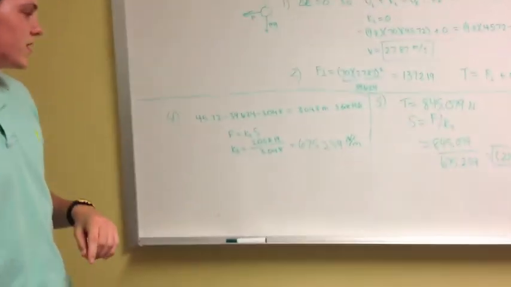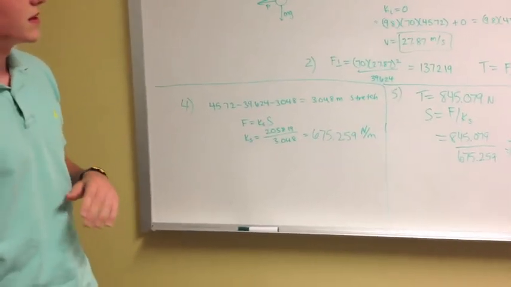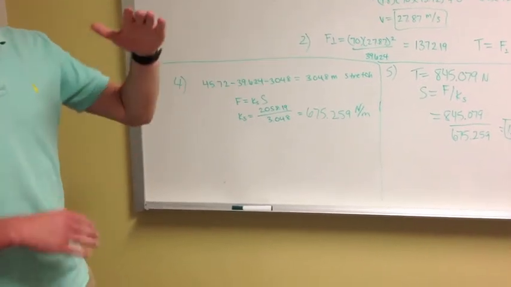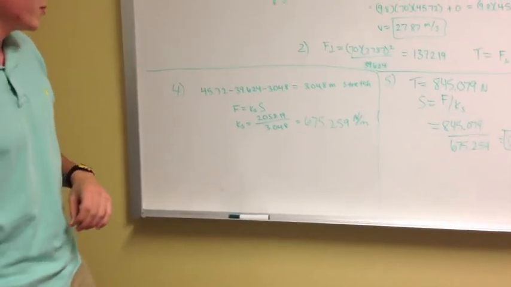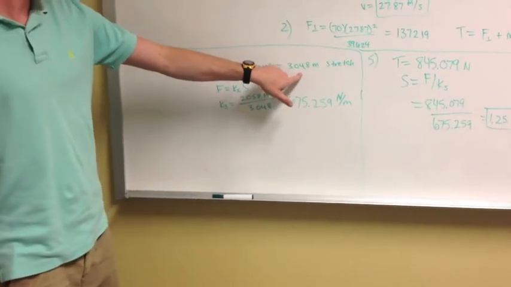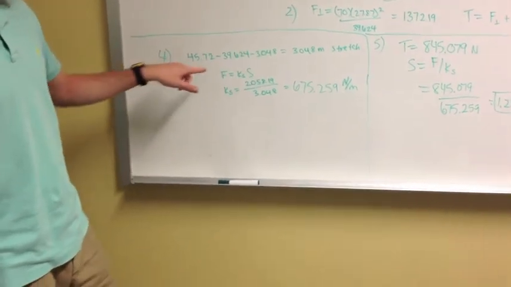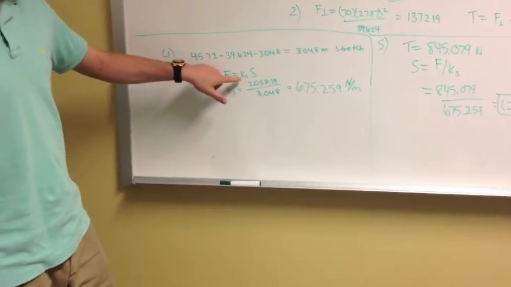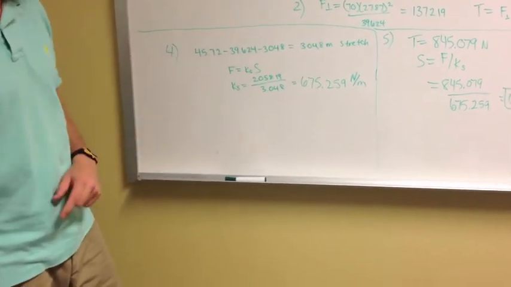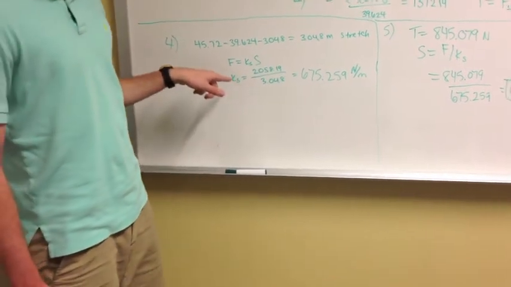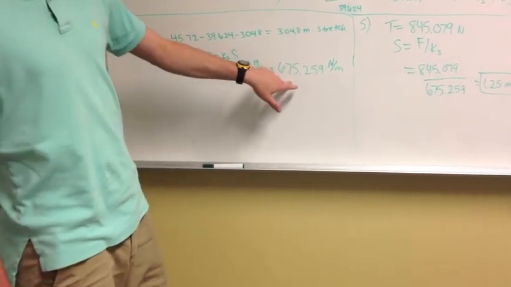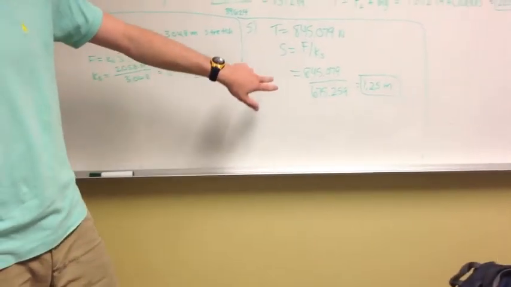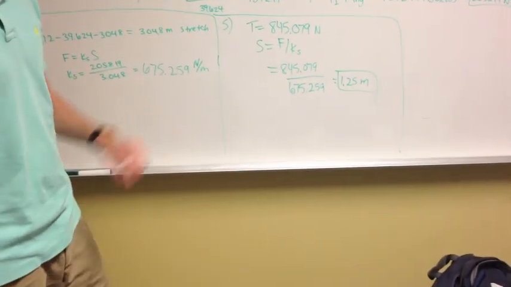So down here to number 4, they told us in the video that the height off the ground at the bottom of the trajectory is 10 feet, and since the length of the rope is 130 feet and you're starting 150 feet off the ground, we can assume that there's a 10-foot stretch in the rope, which is going to be 3.048 meters. And since we know our tension force at the bottom, we can use this equation, F equals the spring constant times the stretch, and solve for the spring constant, and we're going to come up with 675.259 newtons per meter.